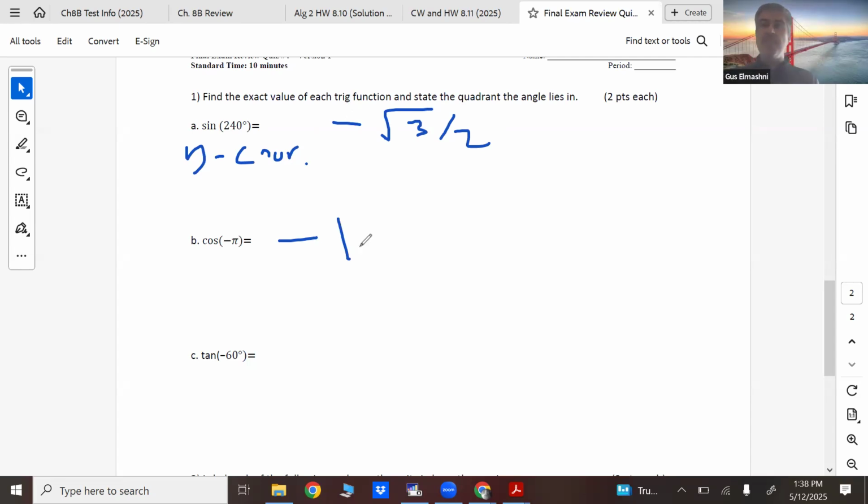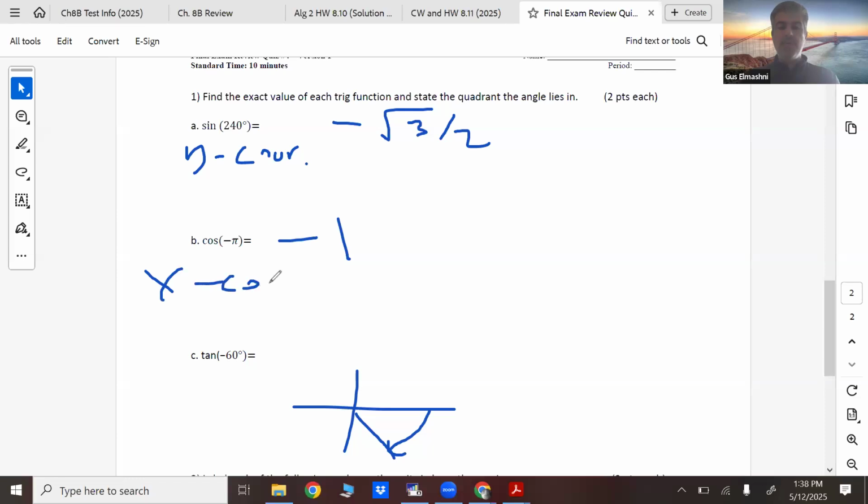Tan -60, also a negative angle, but it's going to be in the fourth quadrant. So it's going to look like this. And it's going to be y over x. I want y over x here, so this is the x coordinate. That's y over x. It's definitely going to be a negative answer.